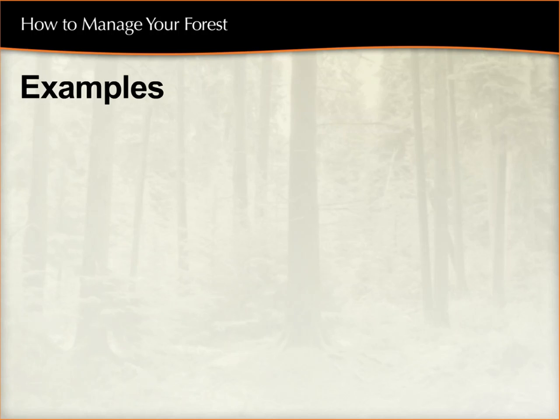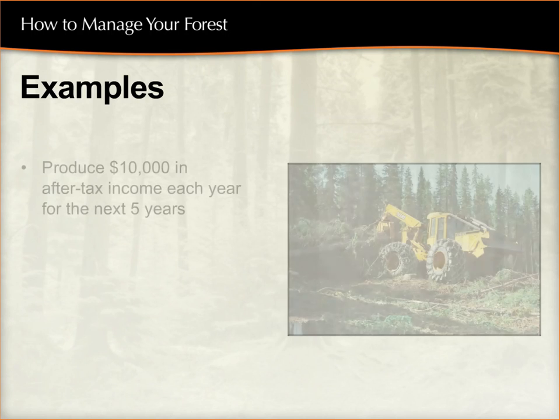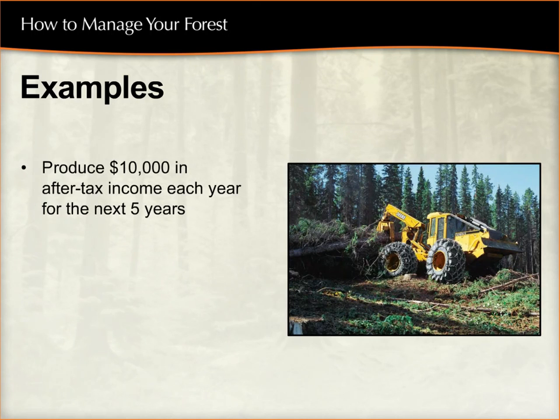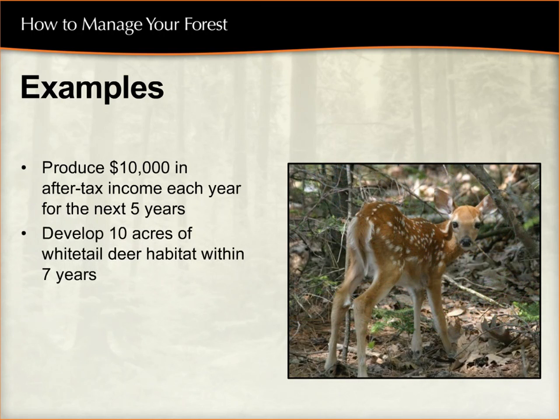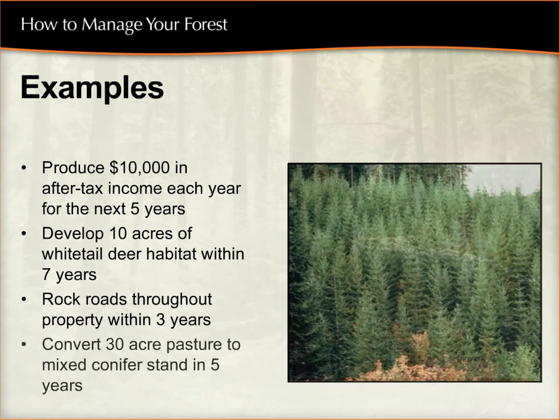Here are some examples of specific objectives. Produce $10,000 in after-tax income each year for the next 5 years. Develop 10 acres of white-tailed deer habitat within 7 years. Rock roads throughout the property within 3 years. And convert 30 acres of pasture to mixed conifer stand in 5 years.